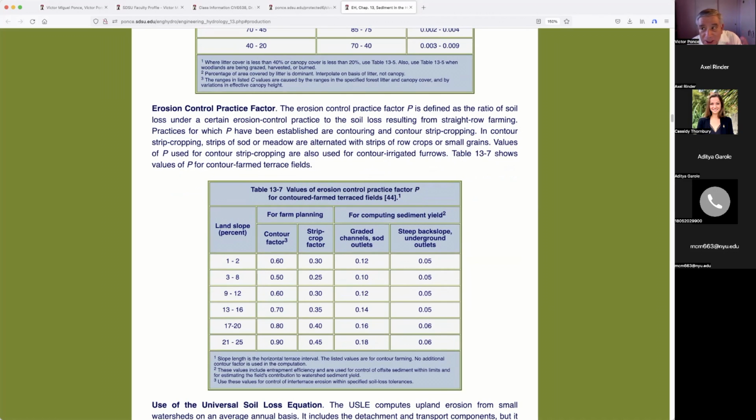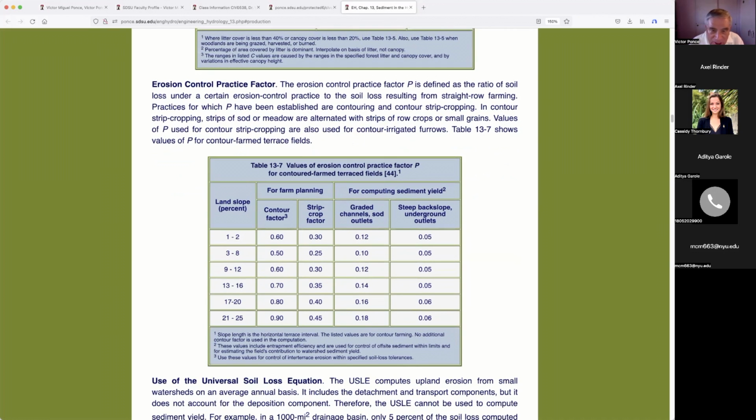But then eventually they got to the C, which is management, and P, which is practice. Control practice factor, which is this, by the way. And as you can see, we get down to 80% when you have a contour factor. The contour actually protects the soil by working on the contour. Because if you work across the contour, you have a lot of sediment production because the sediments very quickly go down through the channels. But on the contour, meaning at the same level, it eliminates the strength or the gradient that the soil needs in order to move.